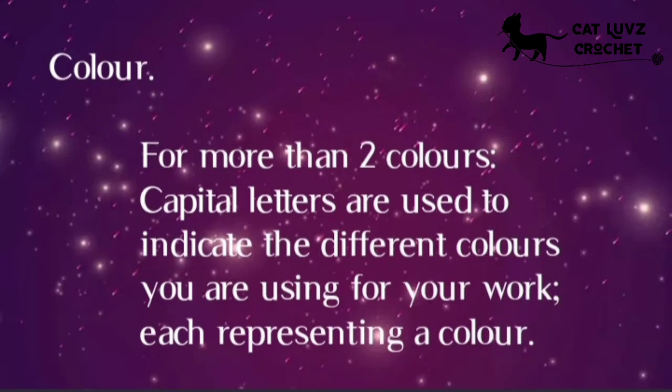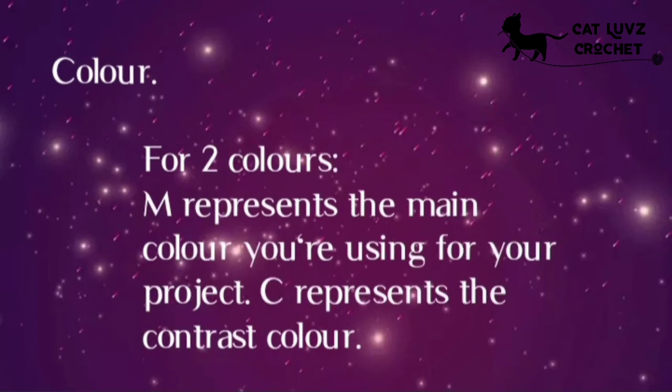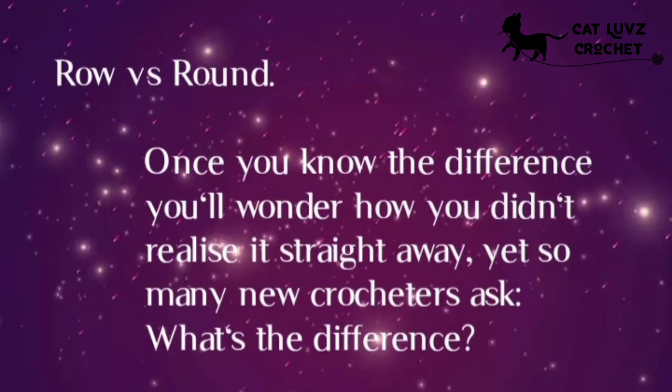When working with more than 2 colours, capital letters are used to indicate the different colours you're using for your work, A, B, C, D, etc. This lets you know when to change your yarn. For 2 colours, M is used to represent the main colour you're using for your project, and C represents the contrast colour.